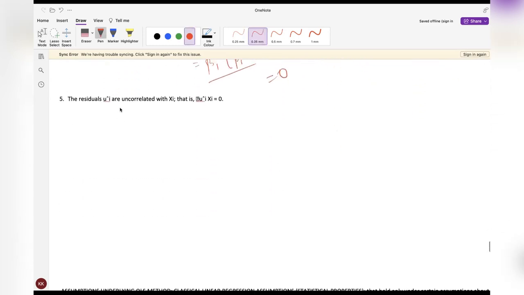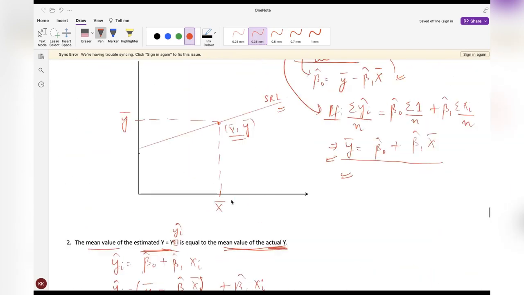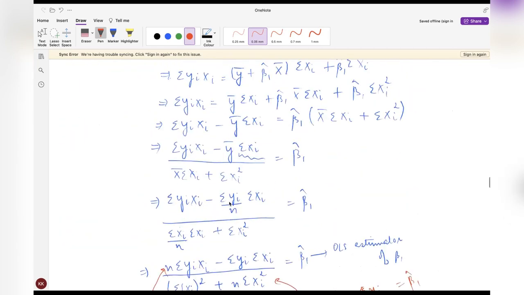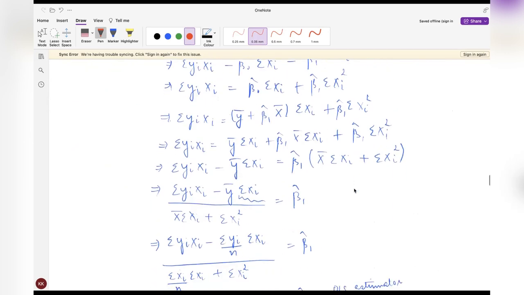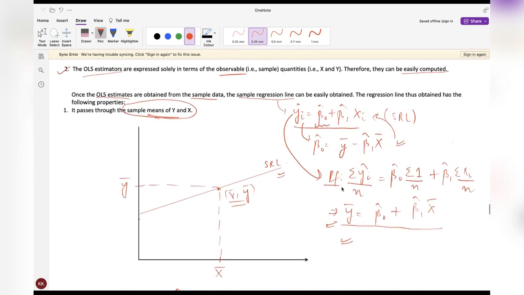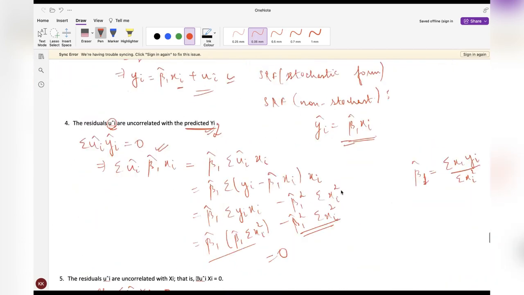Then we also have the property that our residuals are uncorrelated to our explanatory variables, which means that the summation of ui hat into xi is equal to 0. This is what we have to prove. How do we prove this? Very simple. Go back to our first order conditions. In those first order conditions, in this step, this is nothing but my ui hat, and this is my xi. They are 0. Therefore, they are uncorrelated to each other, right? So that was our property number 5.